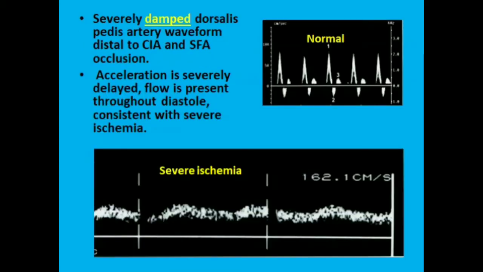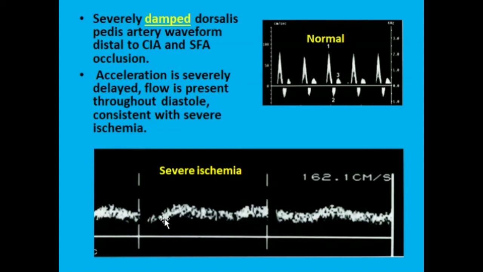In this image, we see the normal waveform of the dorsalis pedis artery. While there is a severely damped dorsalis pedis artery waveform distal to the occlusion of the common iliac artery and superficial femoral artery.